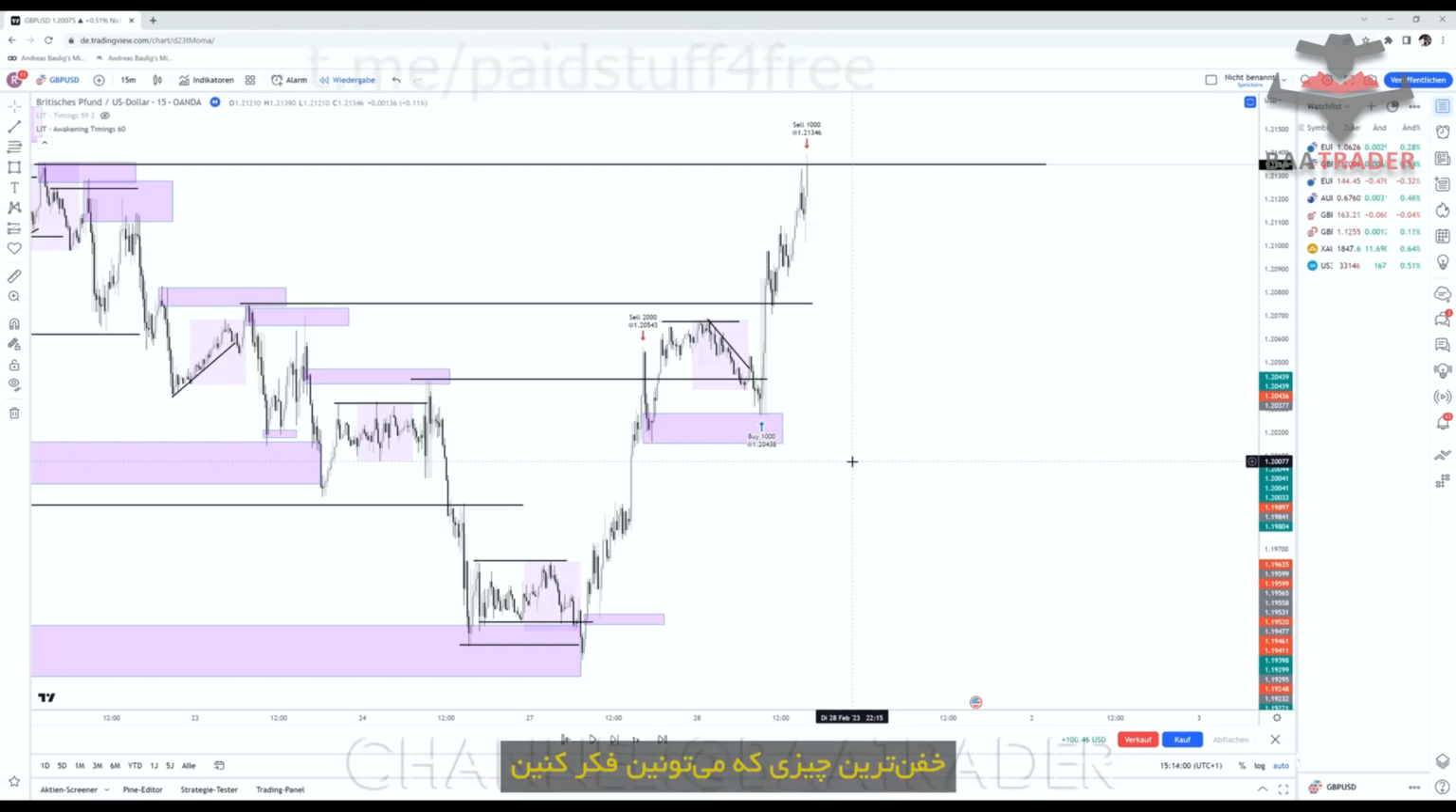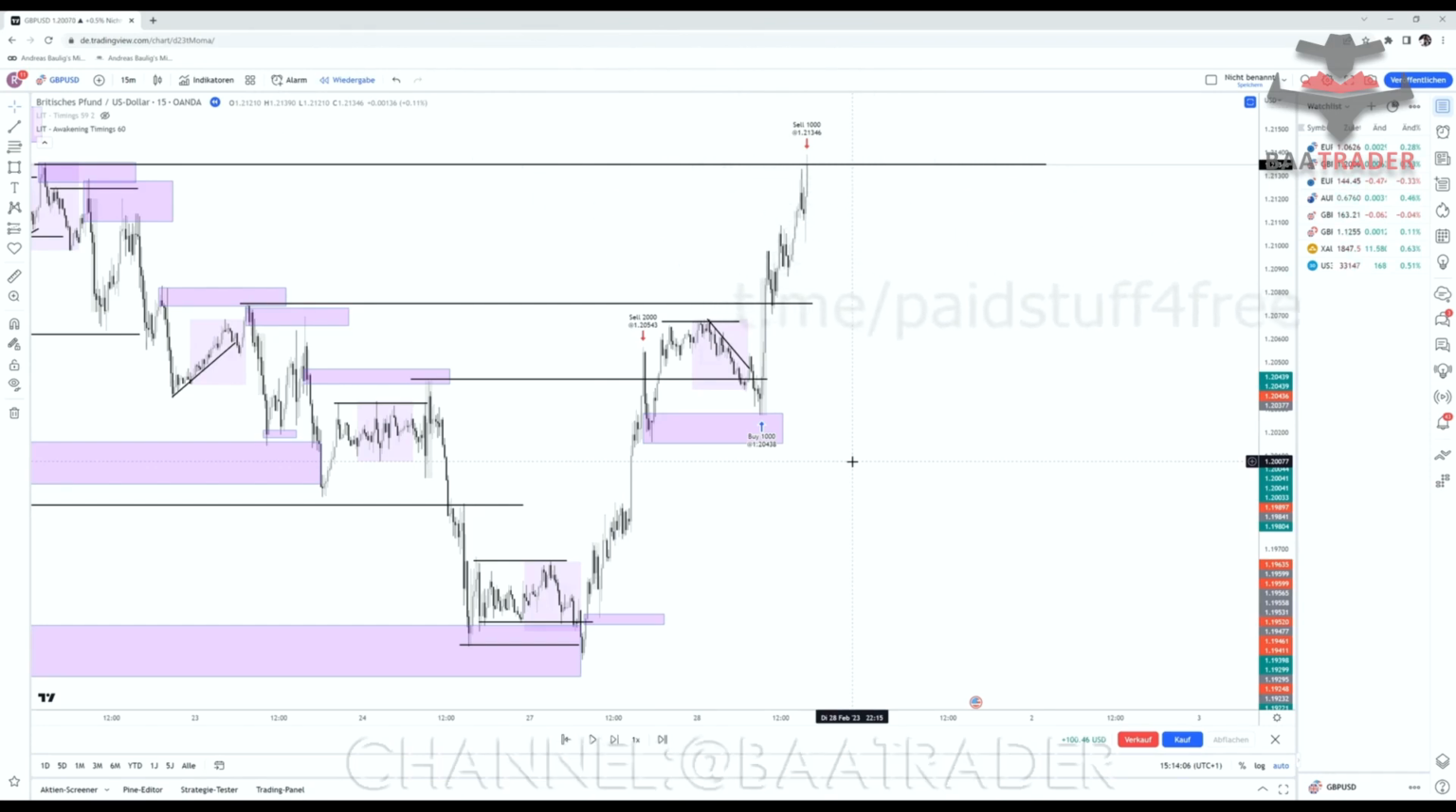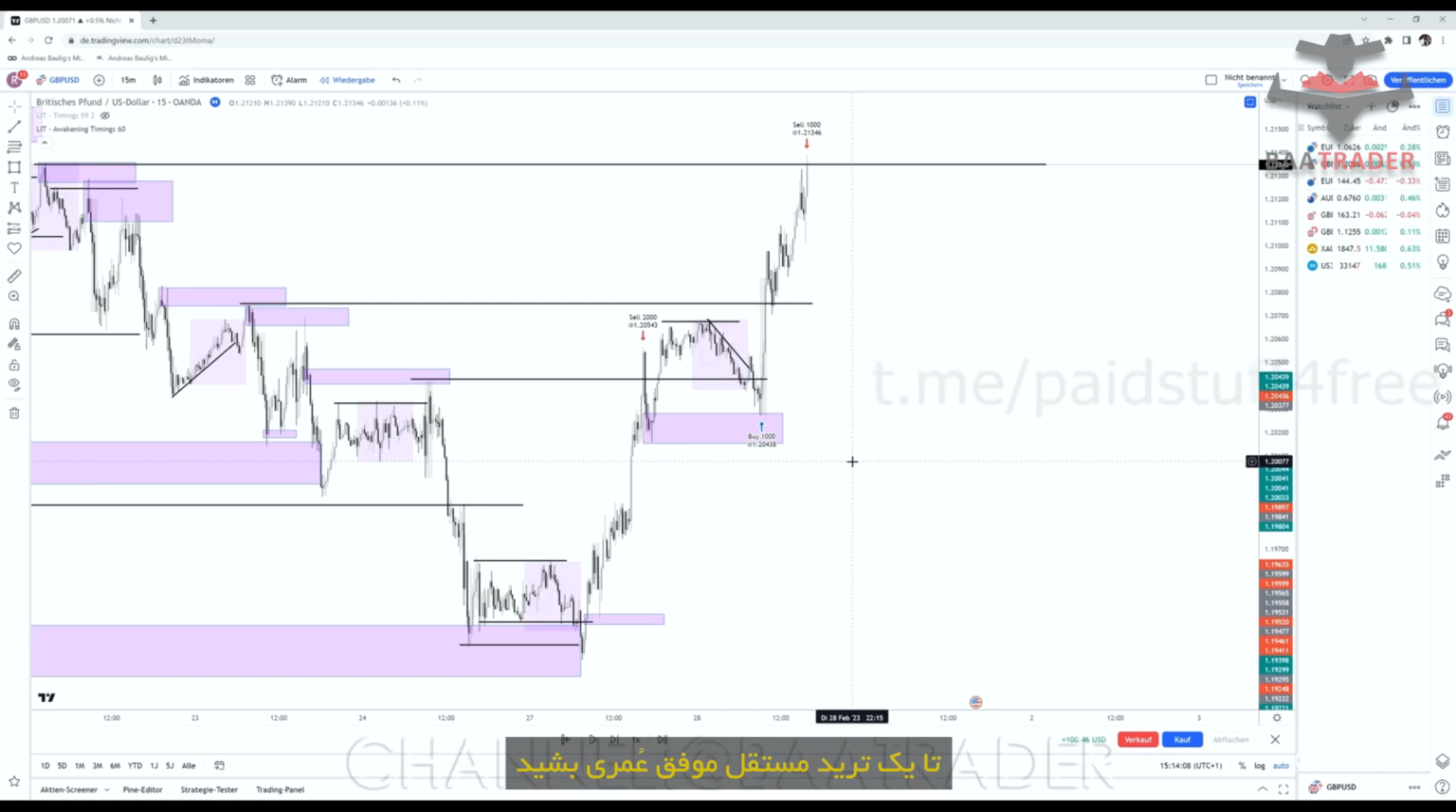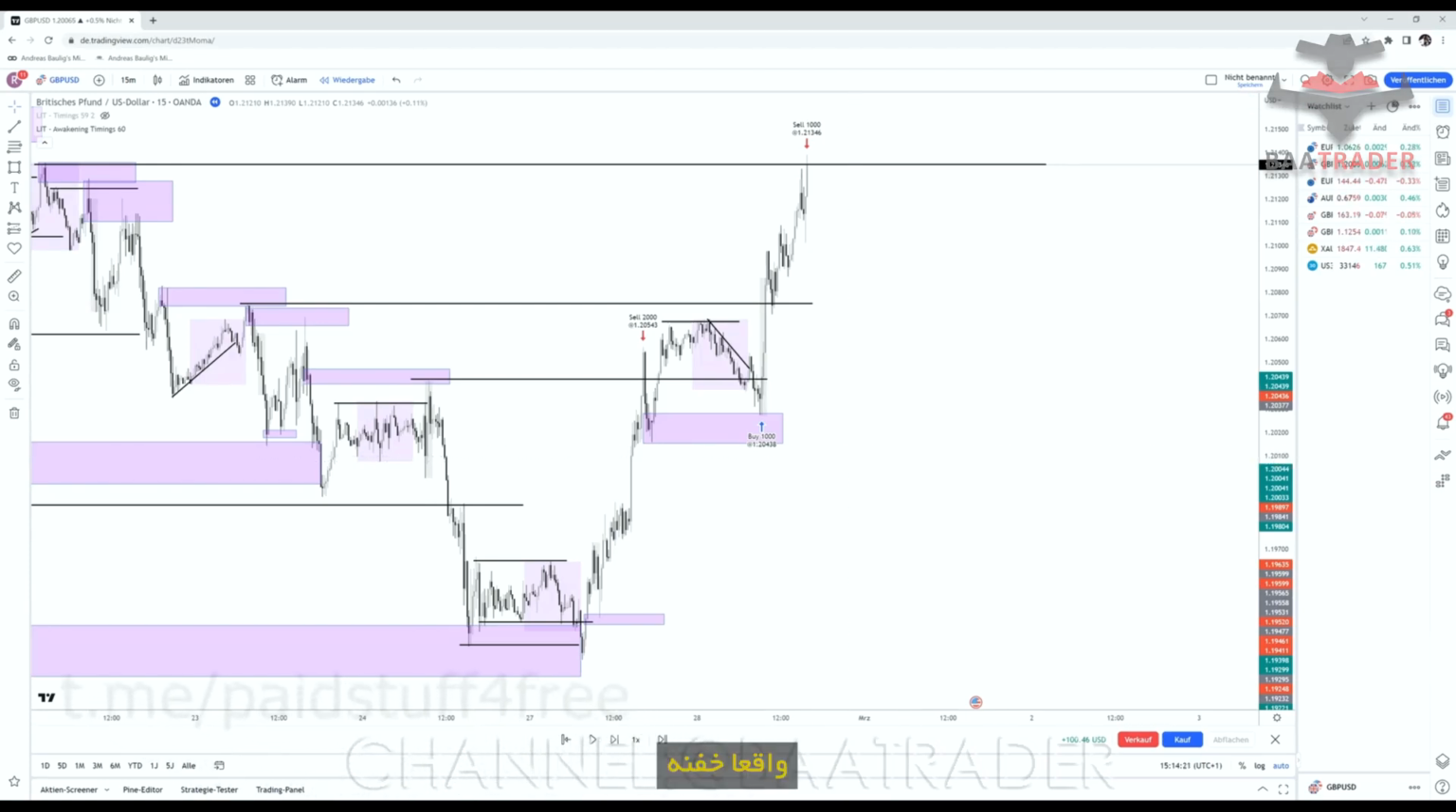The most madness you could think of. You have everything you will ever need to be an independent, successful trader for life. Think about that. You have the keys to the enigma. Make something out of that. Absolute madness.